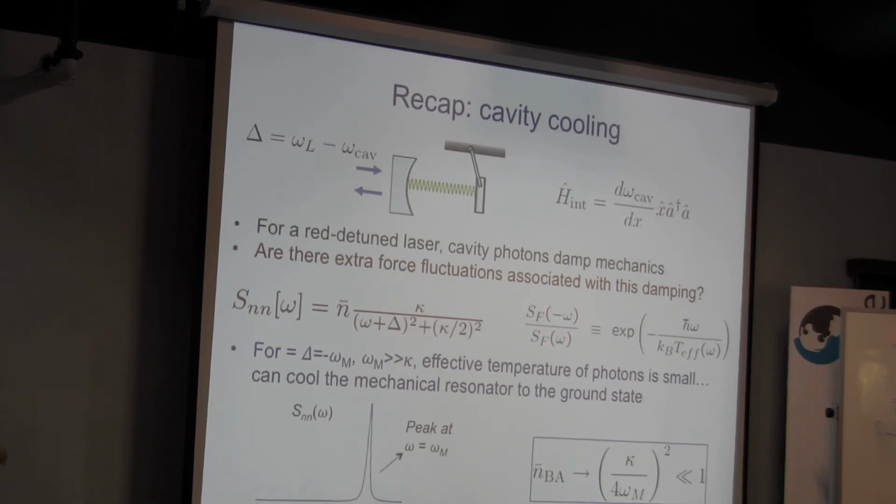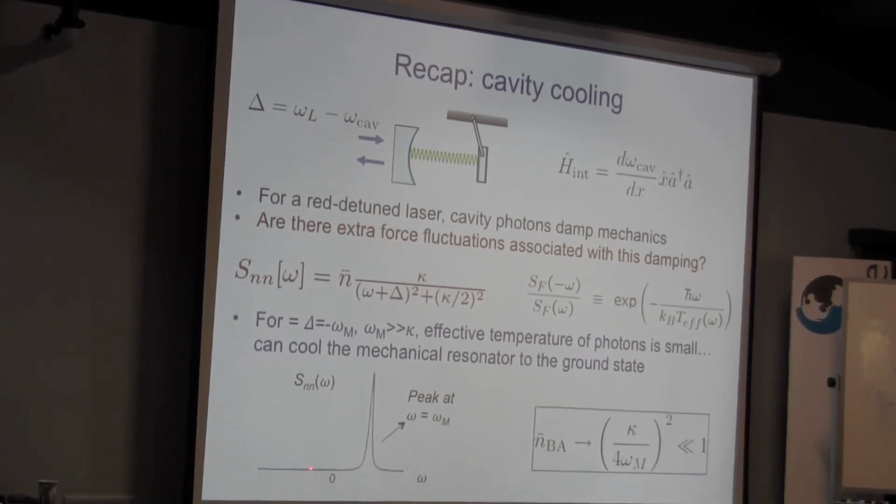The way we can achieve that is pick a detuning that's equal to minus the mechanical frequency, and be in a regime, the so-called good cavity regime, where the mechanical frequency is much bigger than that damping rate kappa. So in that case, this is what that force noise spectral density would look like. Huge peak sitting at the mechanical resonance frequency, almost nothing at minus the mechanical resonance frequency.